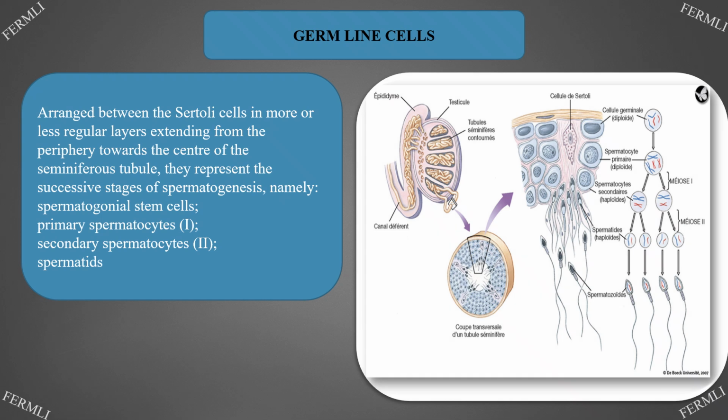Germ-line cells. Arranged between the Sertoli cells in more or less regular layers extending from the periphery towards the center of the seminiferous tubule, they represent the successive stages of spermatogenesis, namely, spermatogonial stem cells, primary spermatocytes, secondary spermatocytes, and spermatids.